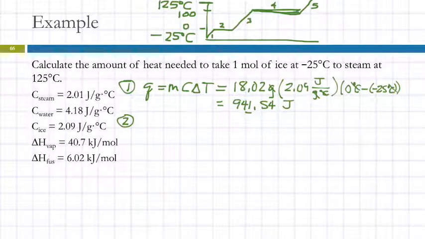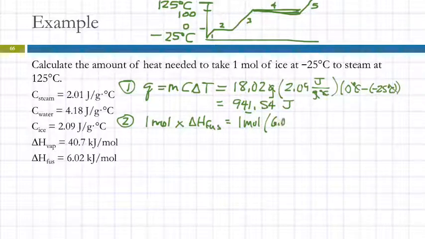Okay, so for the second line, that's the ice melting. So there's not really an equation for this. The amount of heat, we're going to use the heat of fusion. So we have 1 mole of water, and we're going to multiply by the heat of fusion. So that's 1 mole times 6.02 kilojoules per mole. So that ends up being 6.02 kilojoules.